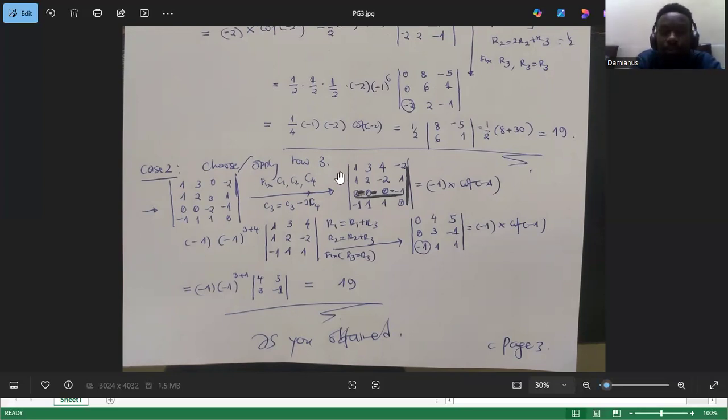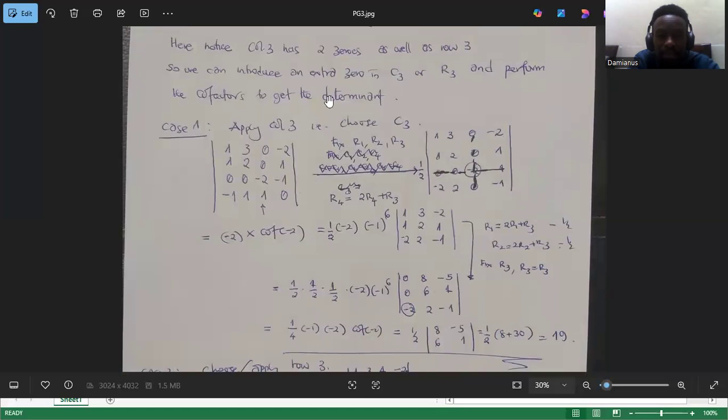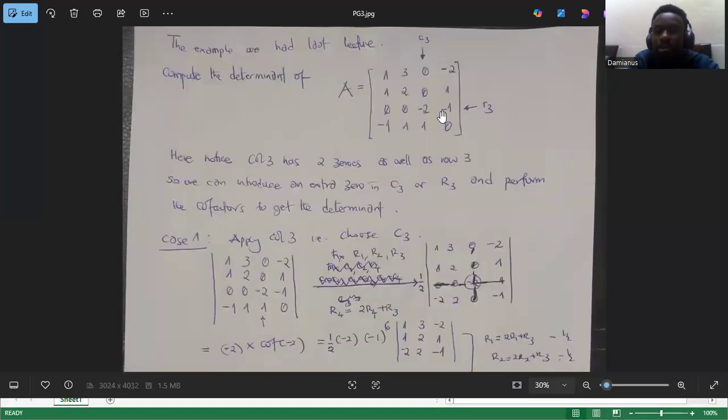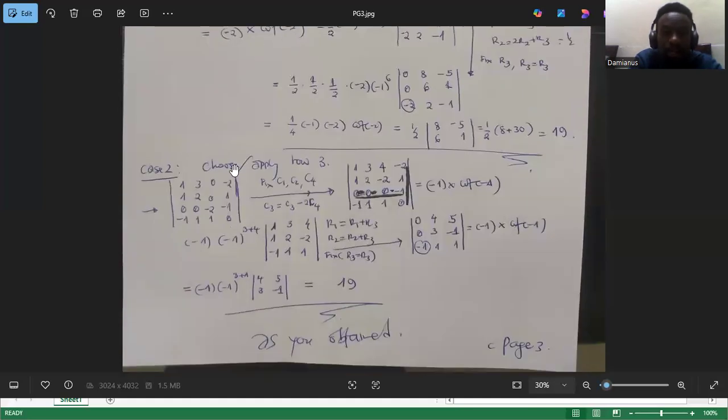Okay, so now let's apply row 3. So let's go back and see what happens. The matrix is this one. I'm just copying it. This is the matrix we have. So here what we'll do is we keep this 0. Remember what we did if we're expanding along column 3: we kept this 0 fixed by fixing this row, and this 0 also by fixing that one. So now, since we're using this row 3, we'll fix this column, and then do modification elsewhere. So let's go there. Case 2: apply row 3 to expand the determinant.